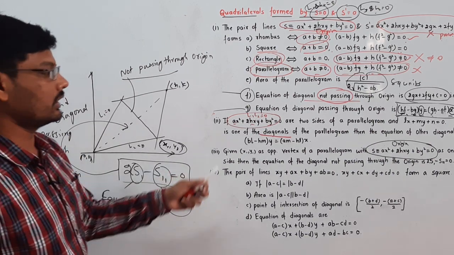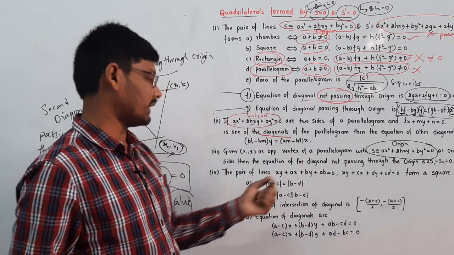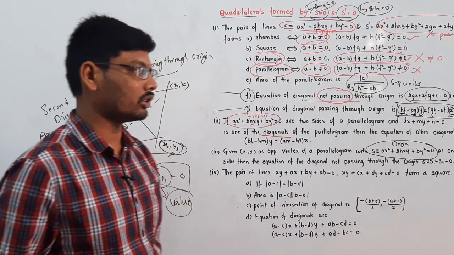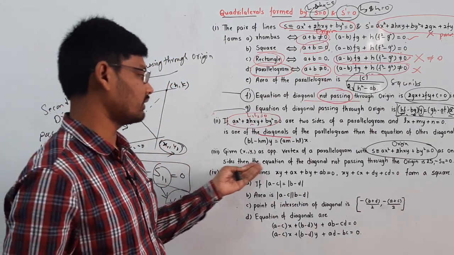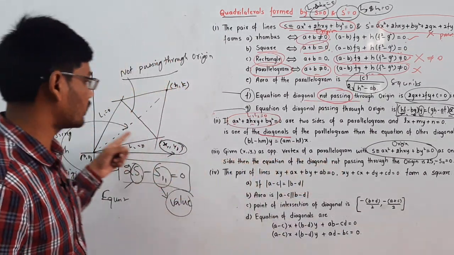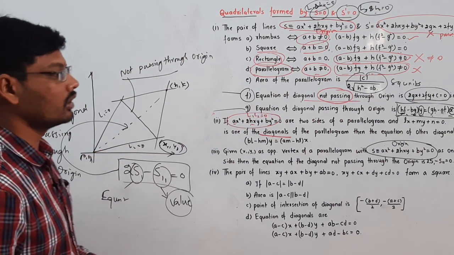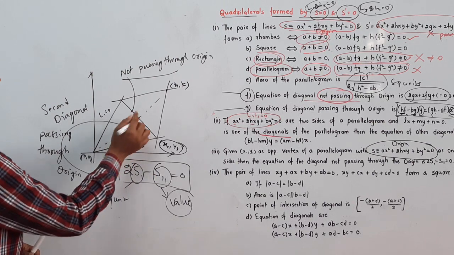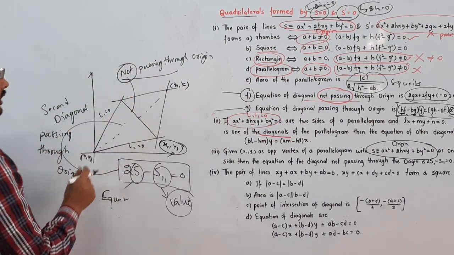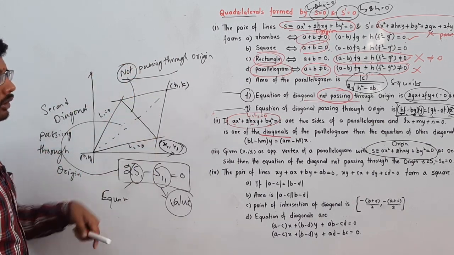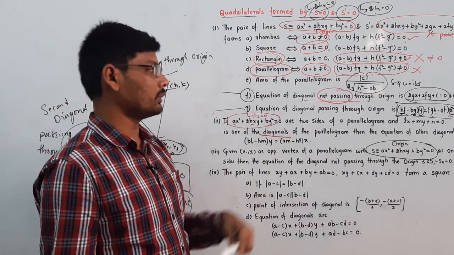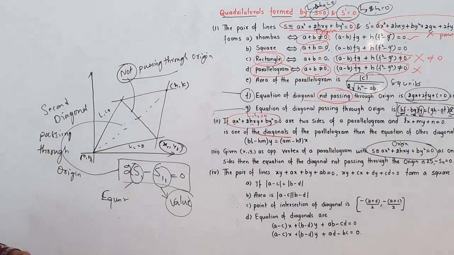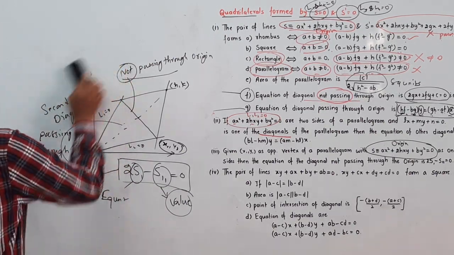This is the point for when one point of the opposite vertex of a parallelogram is given and a pair of straight lines are passing through the origin. One pair of sides, the equation of a diagonal is not passing through the origin, and the other diagonal is passing through the origin here. This is the equation for the diagonal not passing through the origin. We can find one more by the other condition, that is passing through the origin. This is the condition to find the diagonal of a pair of straight lines here.